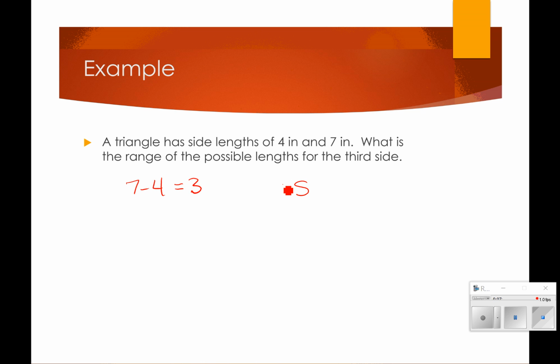So my side is greater than 3. And then if I add them together, that could give me another option for my third side. 4 plus 7 is 11. So it can't be greater than 11. So my side length is between 3 and 11, and we can write it as a compound inequality. And we're done. So anything in between will work for the third side. It could be 3.001, and that works.